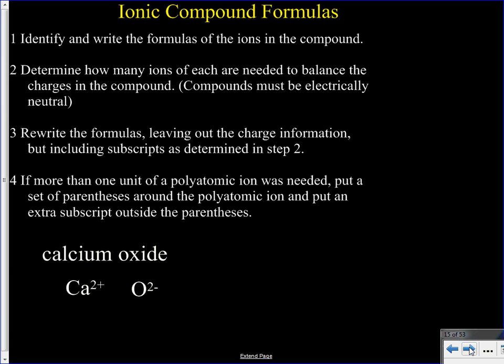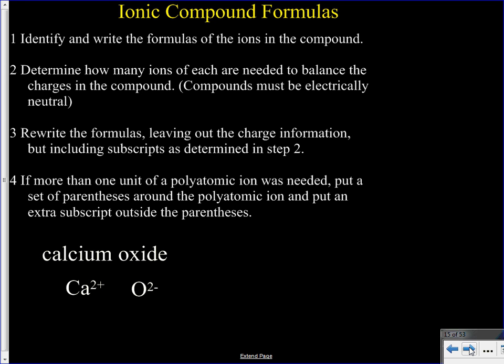So we take a look at this and say, we've got our formulas now. Now we've got to figure out how many ions of each are needed to balance the charges. As we look at this, the calcium has a 2 plus charge and the oxide has a 2 minus. At the start, we want to keep this simple. It would be nice to have just one of each. If we have just one of each, that's going to give us 2 positives and 2 negatives, and they will balance each other out. Our compound will be electrically neutral. If you add the +2 plus another -2, you end up with 0. It's neutral. So we only need one of each of these ions.